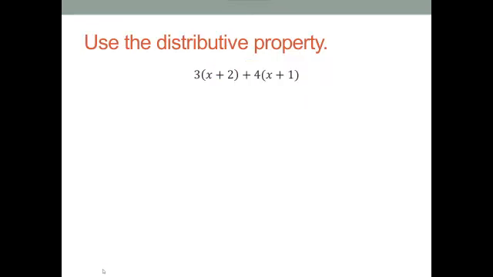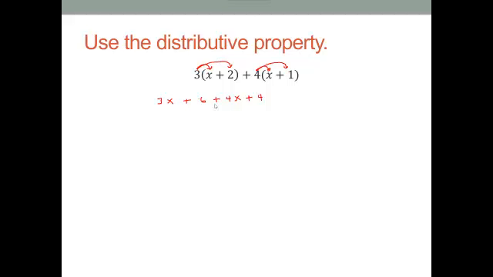All right, let's try one more of these problems. This one we have 3 times the sum of x and 2 plus 4 times the sum of x and 1. So 3 times x plus 2 plus 4 times x plus 1. So here we would have to use the distributive property twice. So we have 3 times x is 3x. 3 times 2 is positive 6. Positive 4 times x is positive 4x, or plus 4x. Positive 4 times positive 1 is positive 4, or just plus 4.